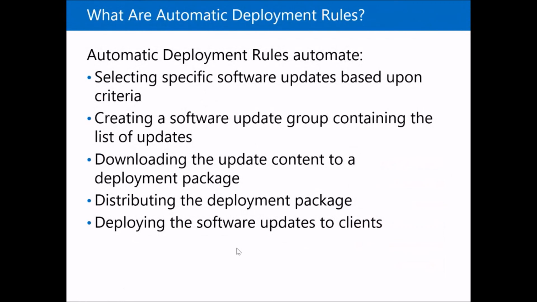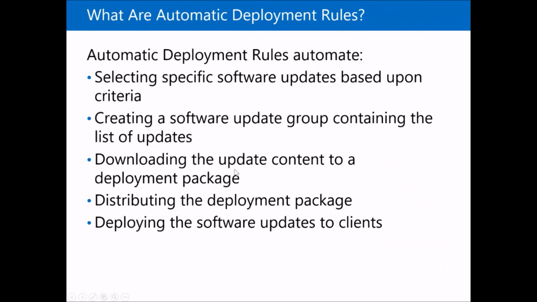So what are automatic deployment rules? Automatic deployment rules, as the name suggests, are rules for automatically deploying something. We are selecting the specific software updates based upon criteria, creating a software update group containing the list of updates, so all the things you want to put in the updates. This is all the updates that you want to apply together.